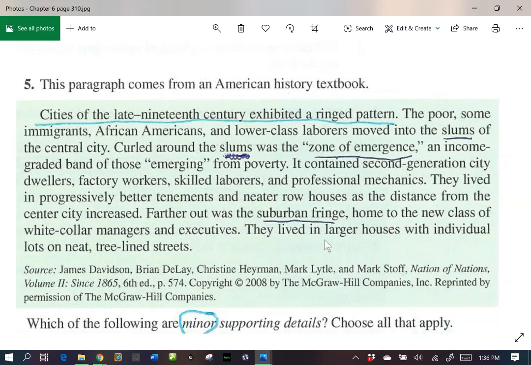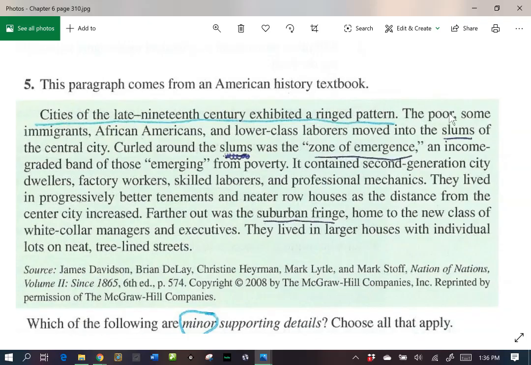All right, in this paragraph, our topic plus stated main idea is the first sentence. Cities of the late 19th century exhibited a ringed pattern. Okay, so we're looking for what were those rings. Now in this paragraph, we're looking for our minor details. So we need to find the sentences that describe those rings.